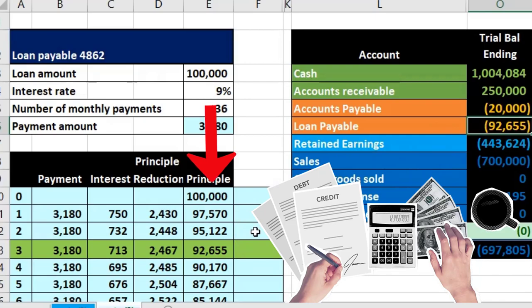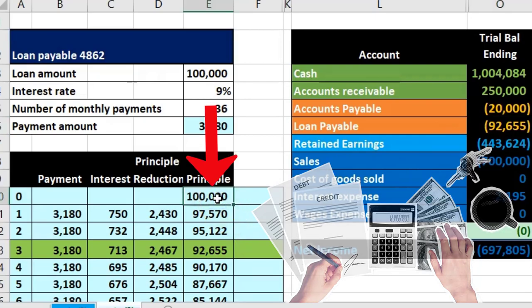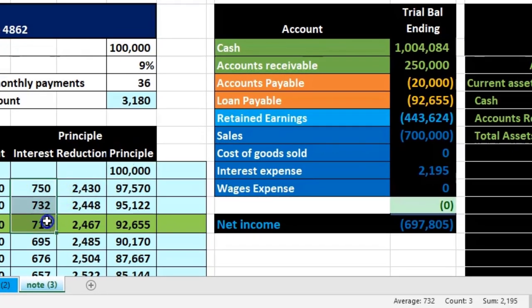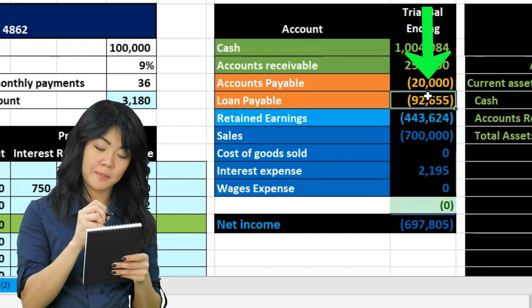Here's the amortization table. The loan started at $100,000. We made three payments. We properly allocated between interest and principal. So here's the $2,195 that's expense. Here's the principal amount at the end of the time period. So we're saying that that's proper right now. This is where we are as of the date of the financial statements. And that's what ties out to the trial balance.